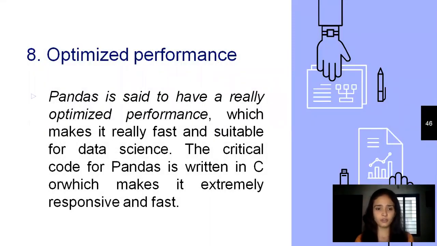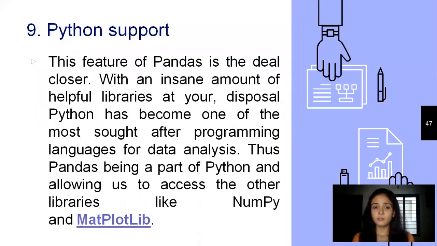Then comes the optimized performance. Pandas has optimized performance. The critical code for the Pandas library is written in C language, which makes it extremely responsive and fast. This Pandas library is used in Python language, but originally it is written in C, so it is giving an optimized performance. The Pandas library also has Python support. It also supports functionality with NumPy and the Matplotlib library.